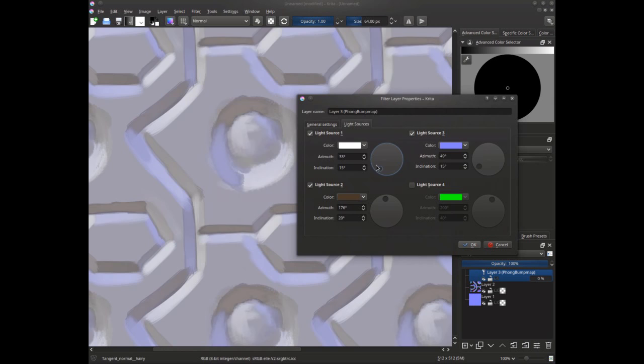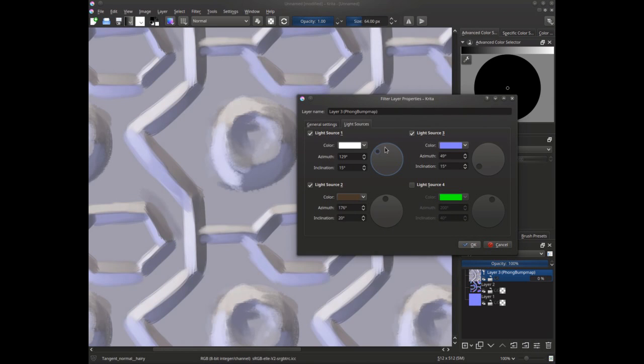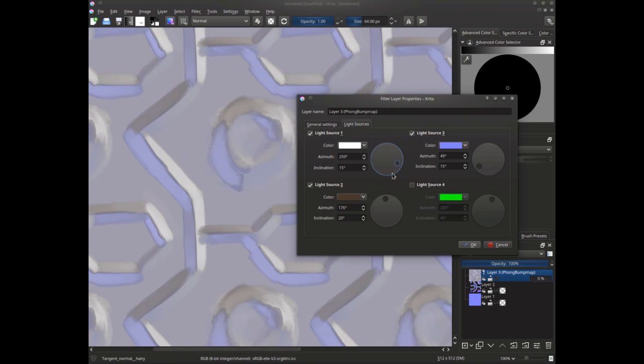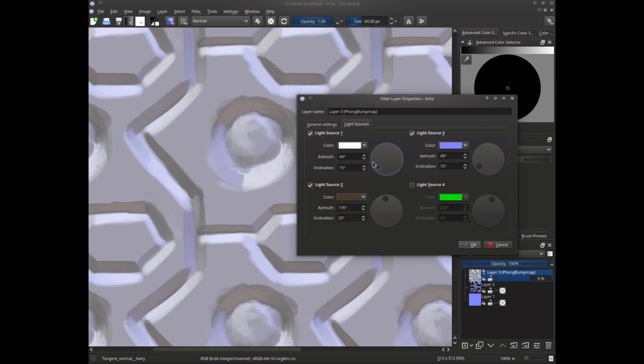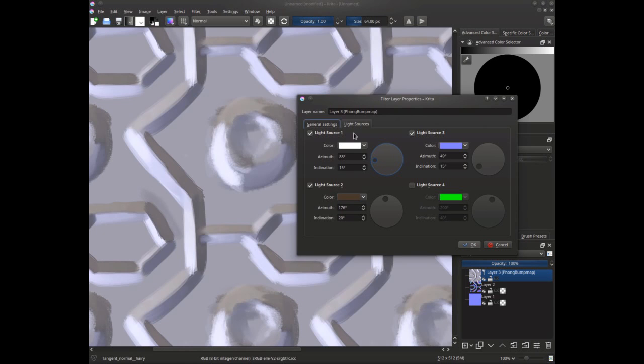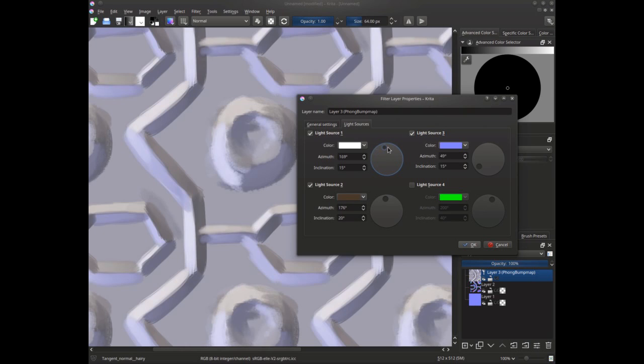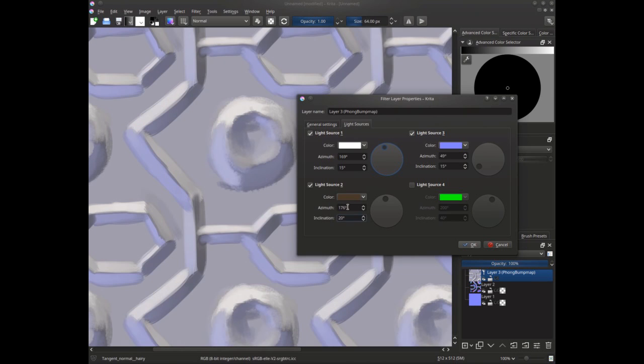As we change the light source, the image gets affected, because of course what we're drawing is surface information. We're not actually drawing shadows and light, but we're drawing surface information, so this just gets affected by light.